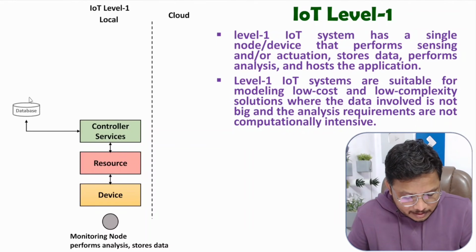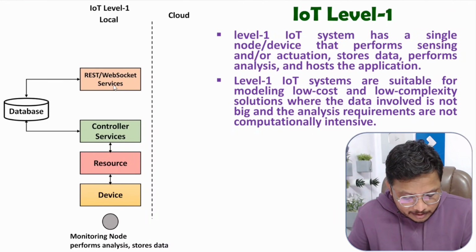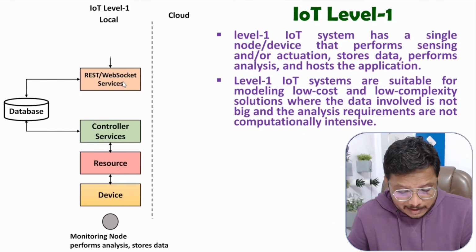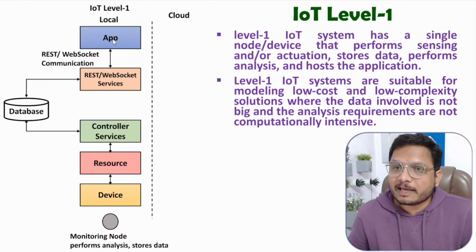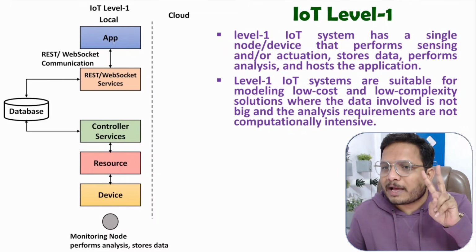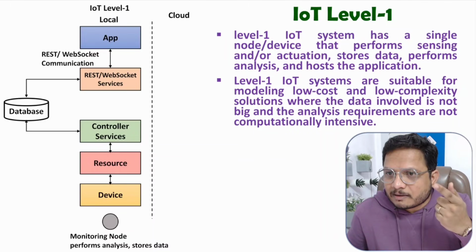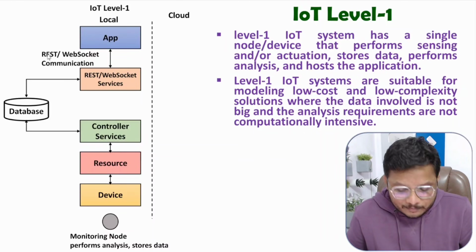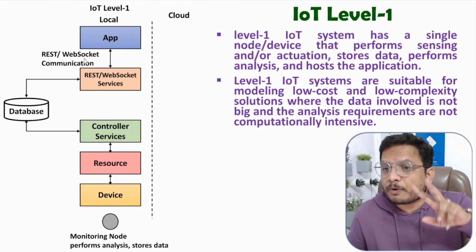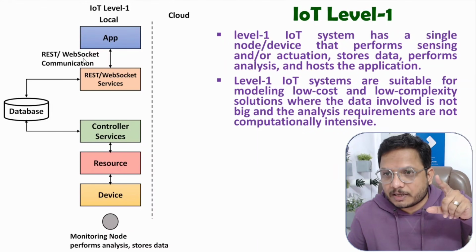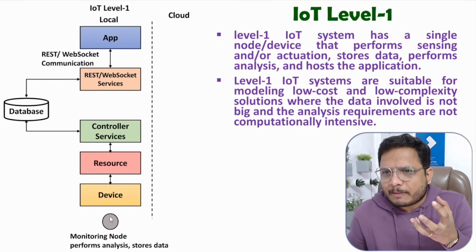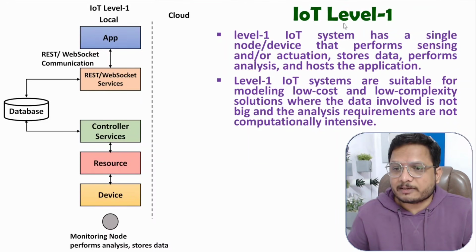So there will be a database, and this database will interact with internet services as per REST or WebSocket, and then there will be an application by which we can give commands. So here in IoT services there are two IoT software services on the web. One is REST, which will be using the HTTP protocol. Second is WebSocket, that is used for bidirectional full duplex communication, right? So here a single node is there, and for low cost applications we can have level 1 IoT services.